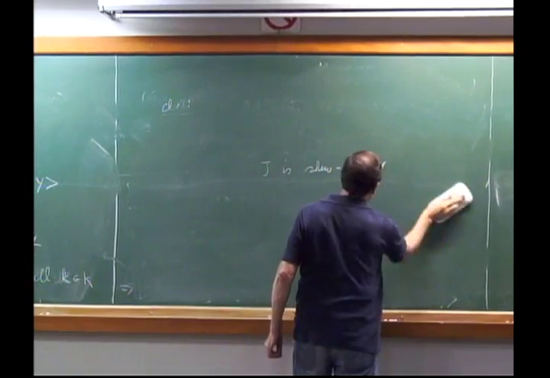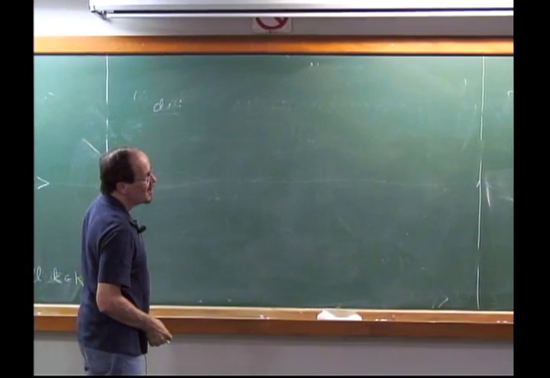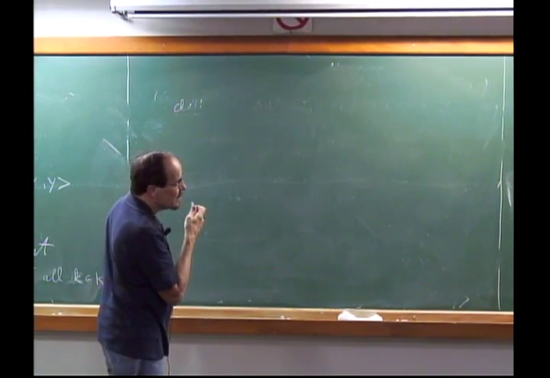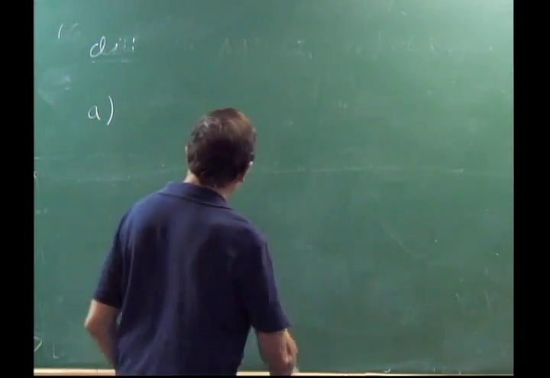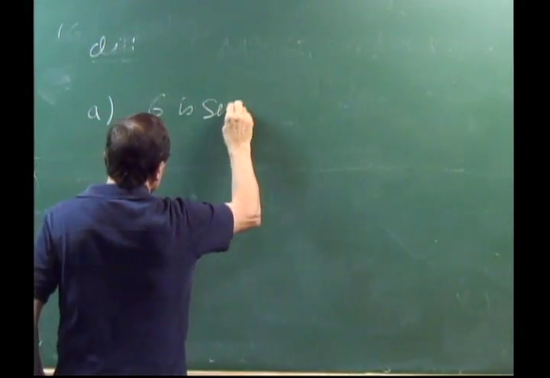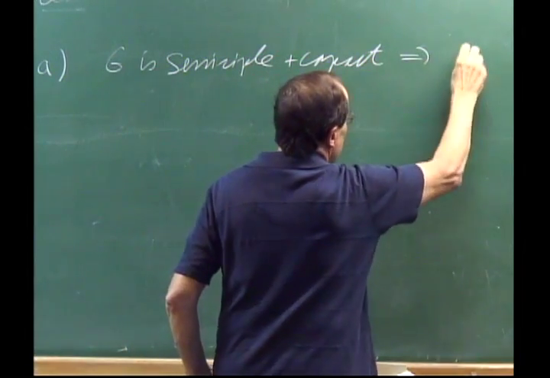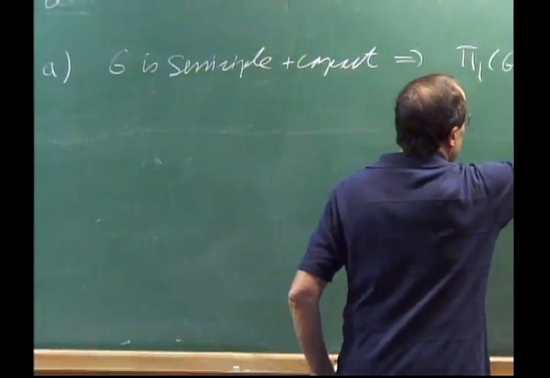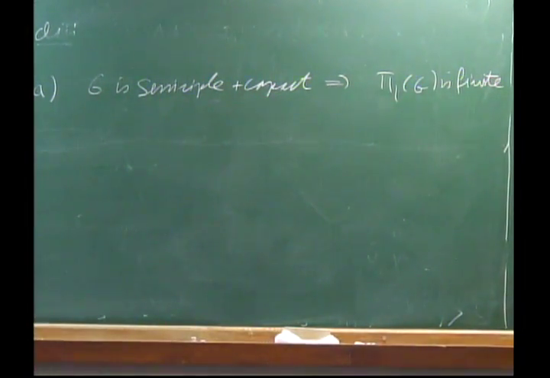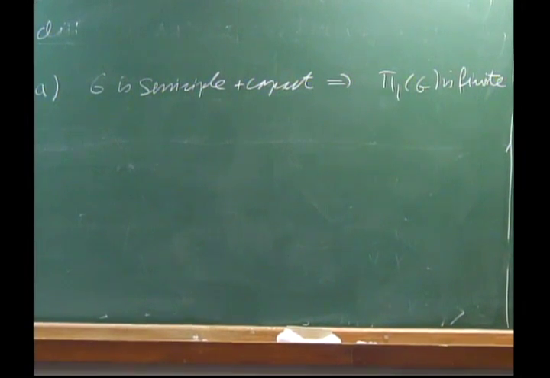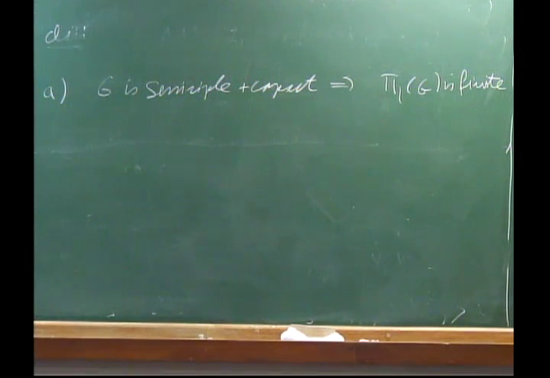Here I have to also use some facts from topology that are nice, that you may not know. What do I know? G is semisimple, plus compact. You may remember this implies that pi 1 of G is finite. A semisimple Lie algebra has no center, so the Lie algebra g has no center. That means the center of G is discrete. But if G is compact, a discrete group must be finite. So pi 1 of G is finite.